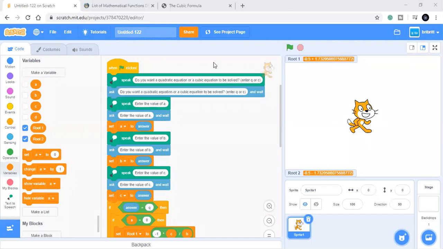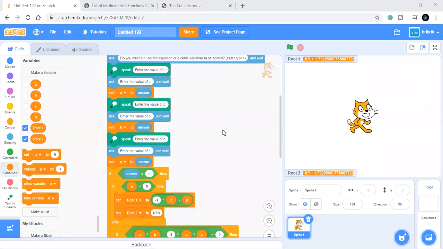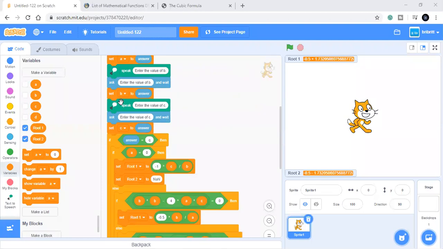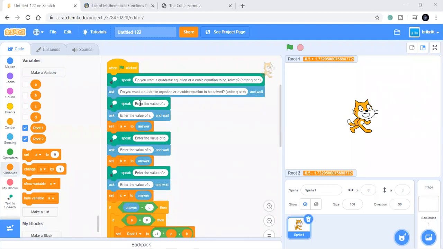In this video, we are going to learn how to solve a quadratic equation using Scratch. So first we speak. Actually, this is because I also plan to make it solve cubic equations. So I actually plan to make it a cubic equation solver. So it goes like this.